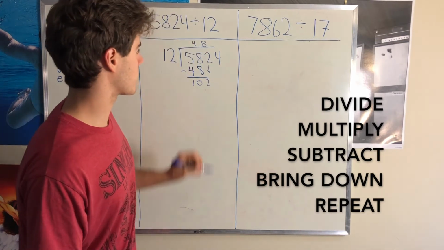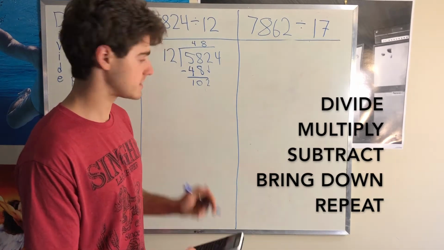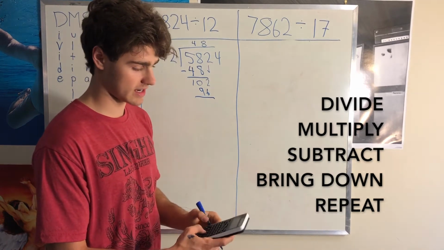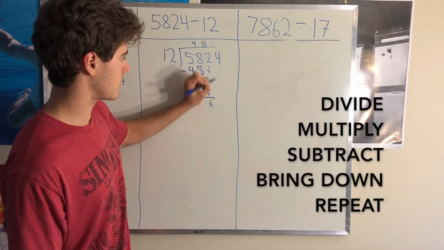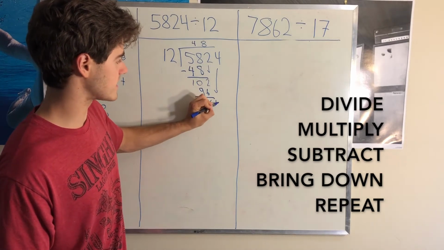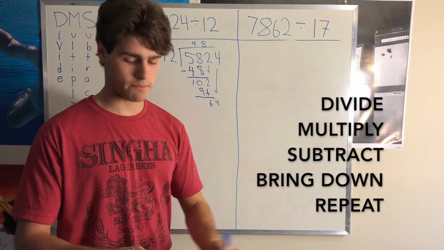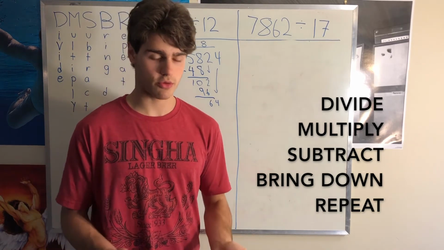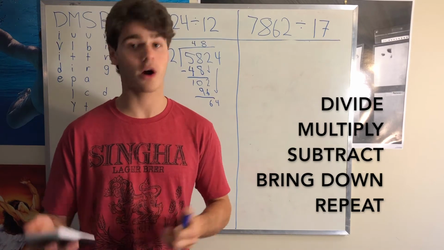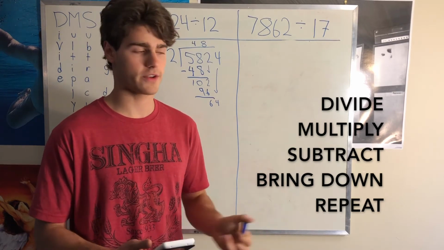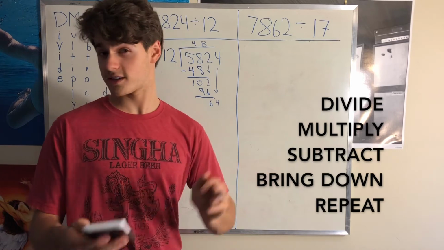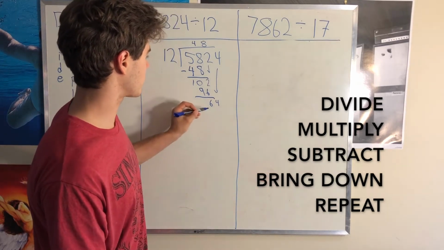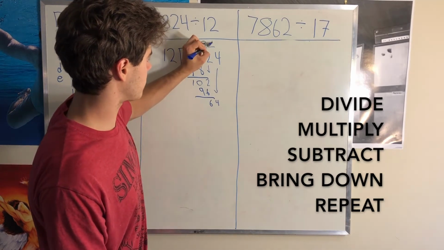We're going to write an 8 up here, and then we're going to multiply 12 times 8. We get 96, and 102 minus 96 is 6. And now we bring down our last digit, which is 4, and we repeat. So 64 divided by 12 is 5.33333. We don't care about the 0.333. All we care about is 5 because it happened before the decimal. Again, 12 goes into 64 5 times with some left over. So 12 into 64 is 5.